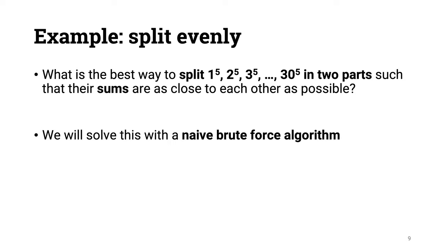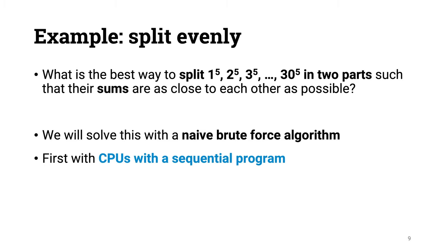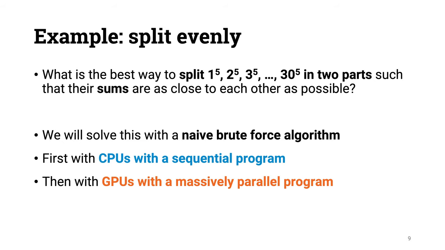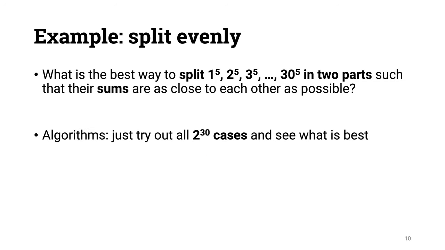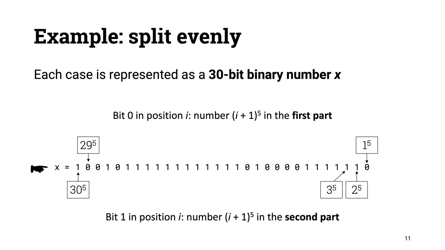We could try to design a clever algorithm for solving this, but to stay true to the theme of our course, let's now solve this by using brute force. We will start with a simple sequential CPU solution and then turn it into a massively parallel GPU solution. Because there are 30 numbers, there are 2 to the power of 30 possible ways to split this in 2 parts. And we will simply check each of them. We can represent each partition as a 30-bit number x, where bit 0 indicates that the corresponding number is in the first part, and bit 1 indicates that the corresponding number is in the second part.